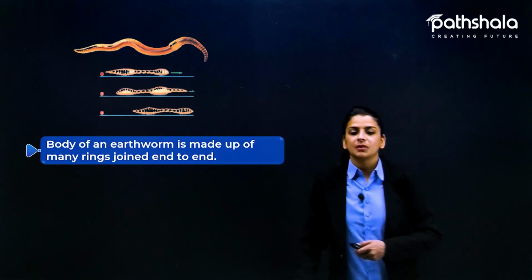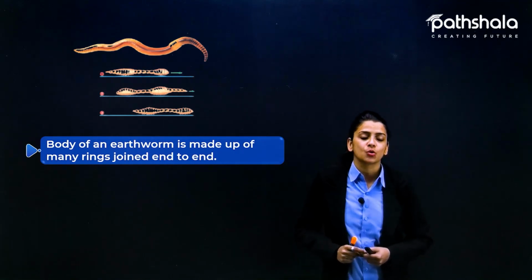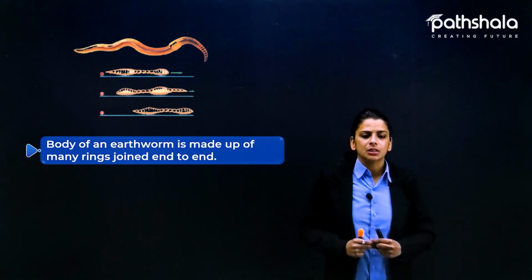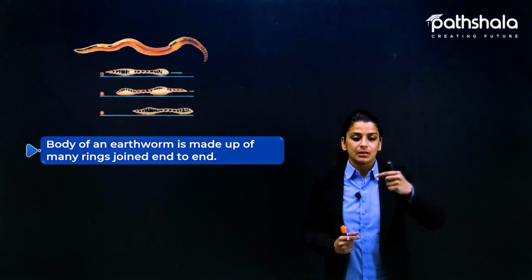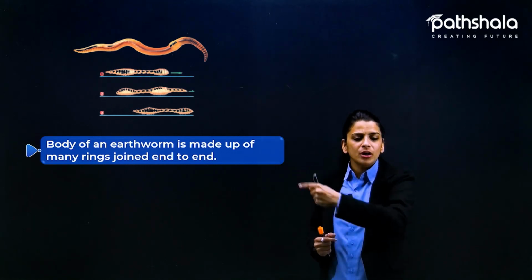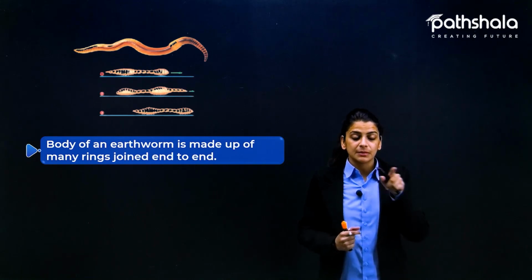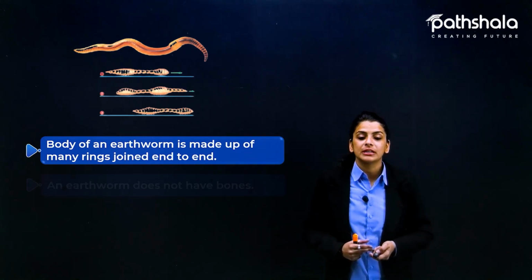I'll tell you how. The body of an earthworm is made up of many rings joined end to end. If you observe an earthworm very carefully, you'll find that its body is made up of ring-like structures. Means the whole body is made up in ring form, round structures, like the rings we wear. The earthworm's body is made up of something like that.